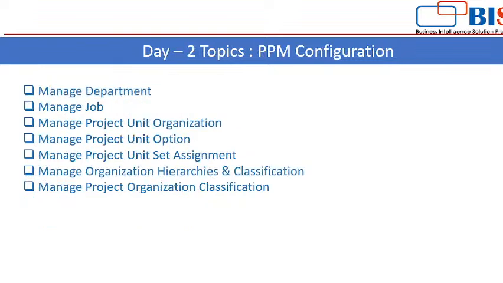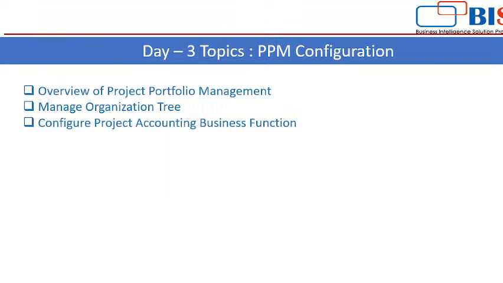Then we have seen how to create the department and how to classify that department into project task owning organization and project expenditure organization. So earlier in the EBS we didn't have the functionality of creating the project unit, but in Fusion we have a functionality provided by Oracle to create the project unit for the line of business. This is used for reporting purpose. Then we have seen how to create the hierarchies and classification in the application.